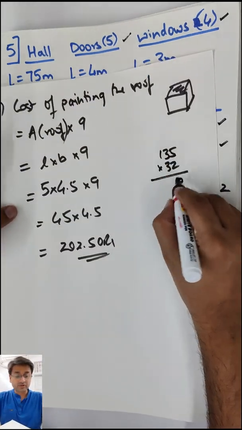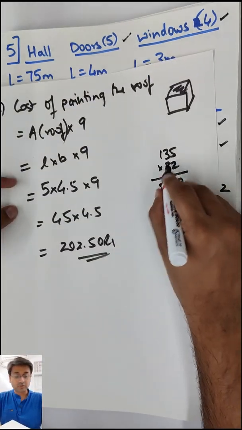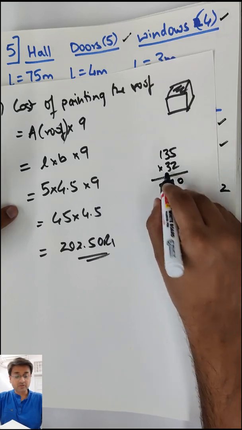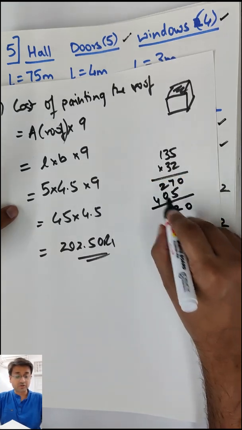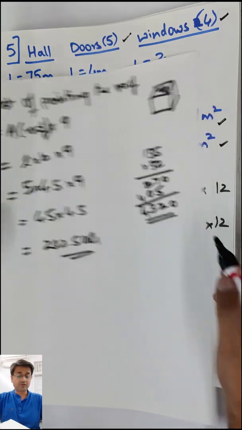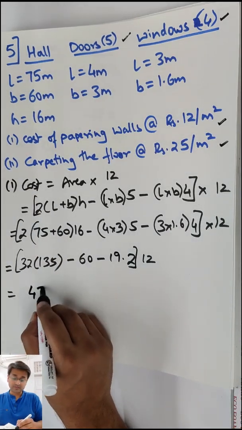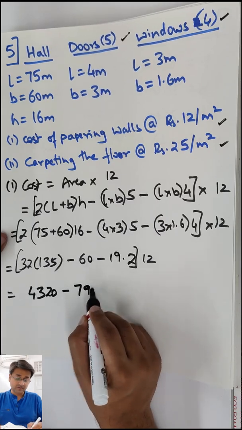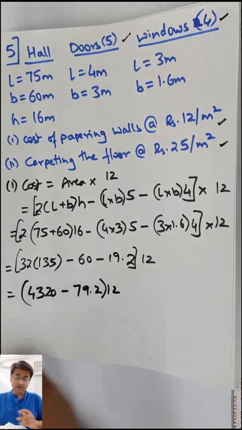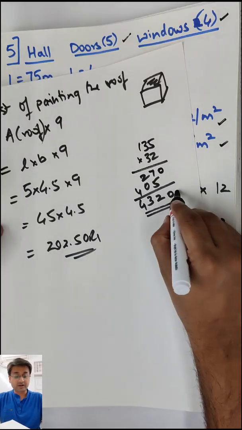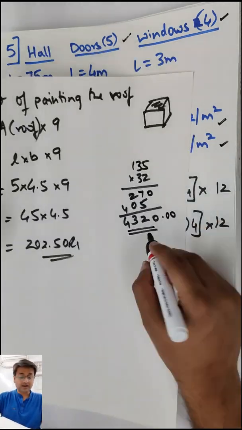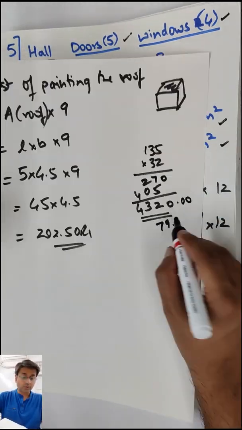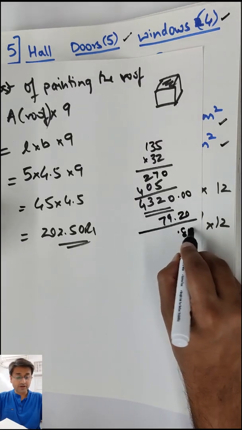So 5 twos are 10, 6 and 1 is 7, 2, 5 threes are 15, 9 and 1 is 10, 3 and 1 is 4, so 0 1 2 3 4, so 4320 with no decimals, minus, I'm adding these two, so it's going to be 79.2 into 12. I have no clue if I am on the right track. Subtracting 0.00 minus 79.20, so this should be 0.80.